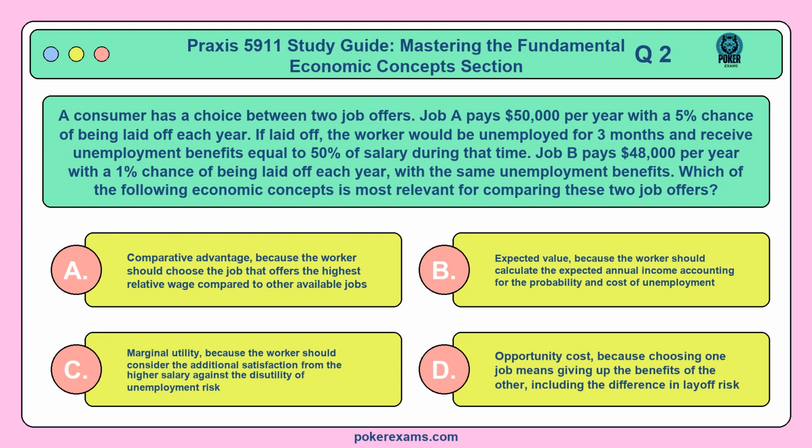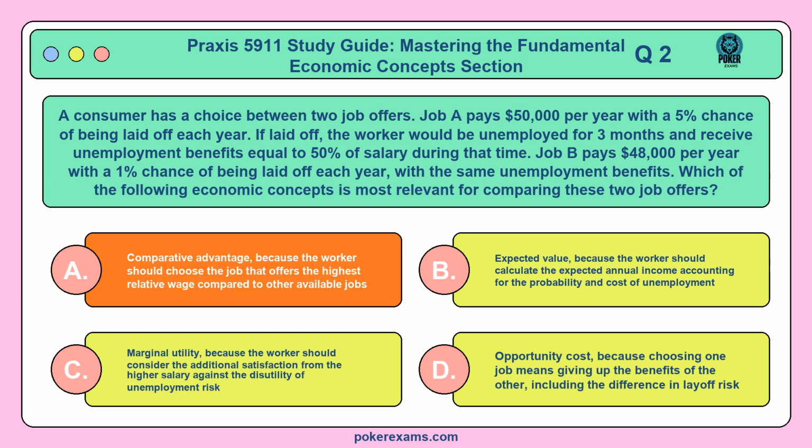Question 2. A consumer has a choice between two job offers. Job A pays $50,000 per year with a 5% chance of being laid off each year. If laid off, the worker would be unemployed for 3 months and receive unemployment benefits equal to 50% of salary during that time. Job B pays $48,000 per year with a 1% chance of being laid off each year, with the same unemployment benefits. Which of the following economic concepts is most relevant for comparing these two job offers?